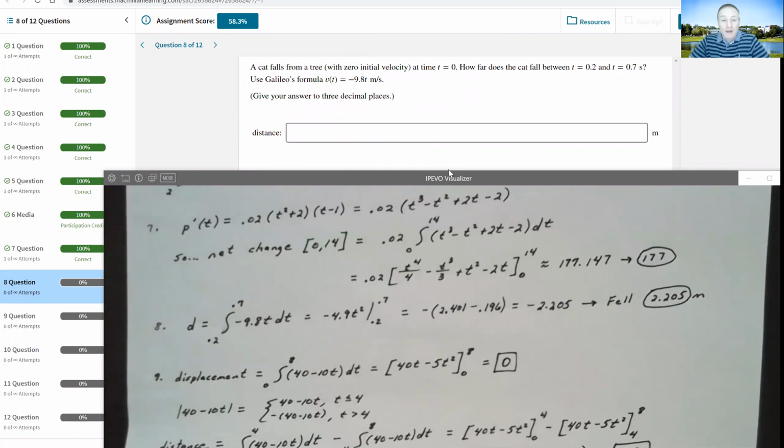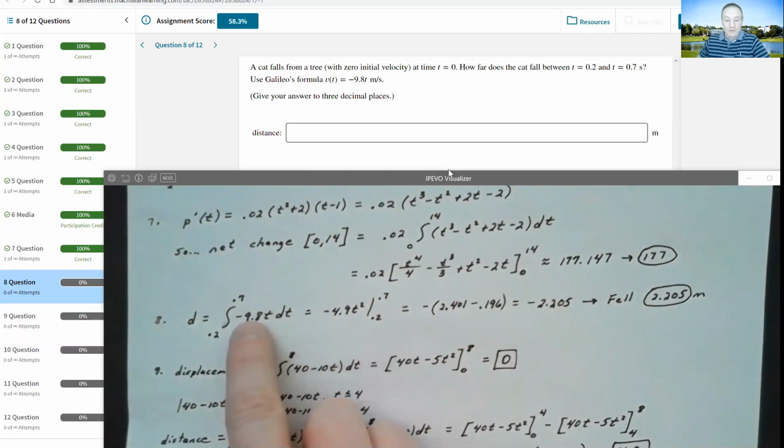For number 8, it's saying a cat falls from a tree at time 0. How far does the cat fall between 0.2 and 0.7 seconds? And use Galileo's formula, the velocity is equal to negative 9.8t meters per second. So I can say, well, that's just the velocity due to the force of gravity. So if I'm trying to find the displacement, how far that cat has fallen, then I can just go in there and say it's the integral of your velocity function from 0.2 to 0.7.